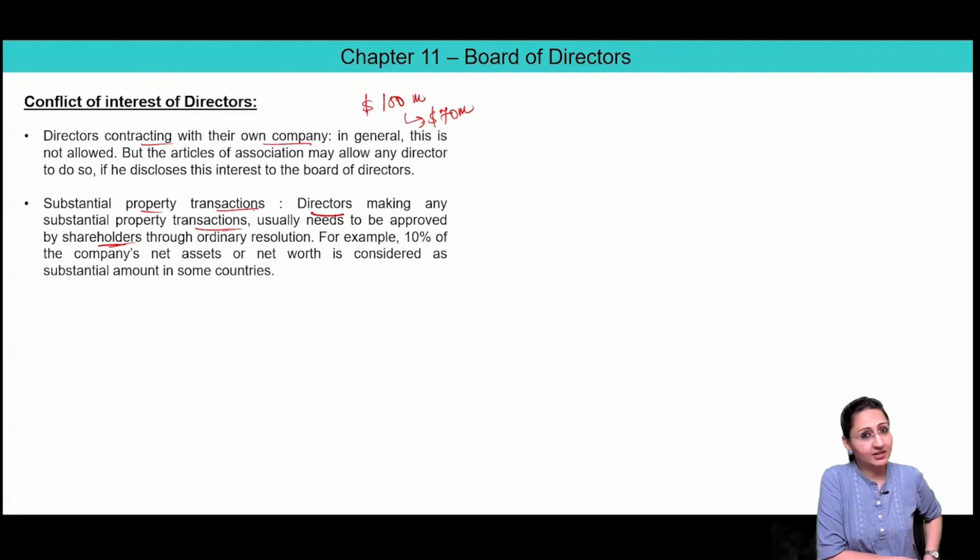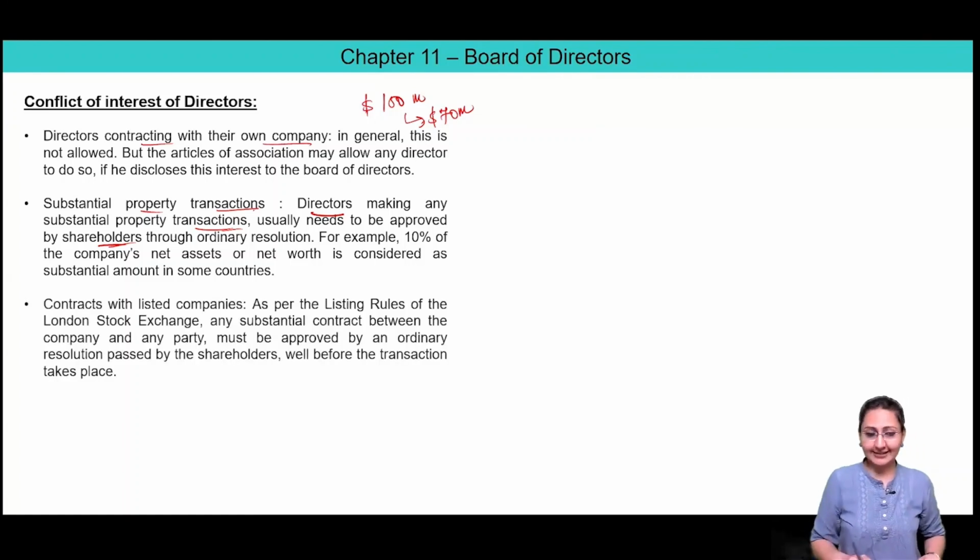And who was the seller? His own relative. Just telling you a fictitious case. There have been instances like this where purchase and sale of property transactions for the companies have been done with some self-interest. Okay, so this is another conflict of interest case.